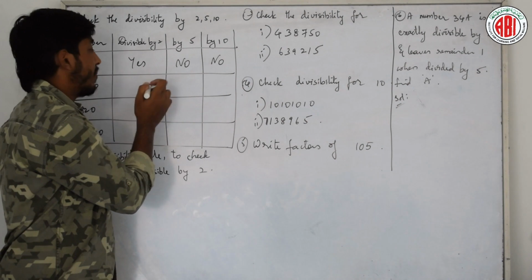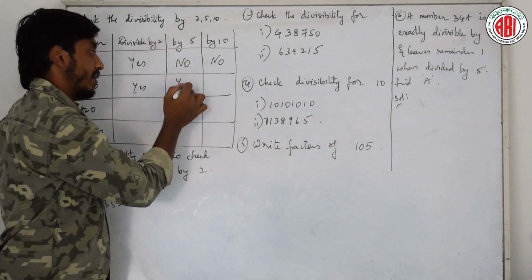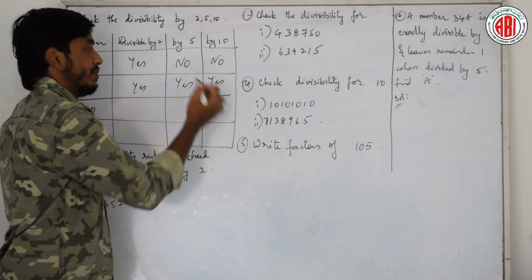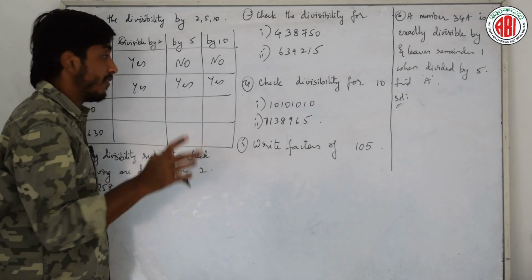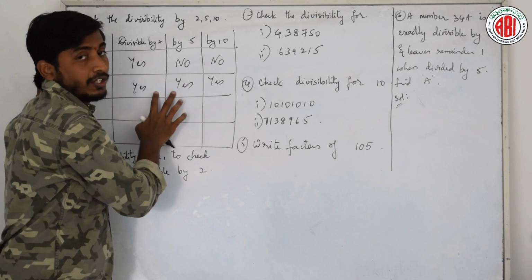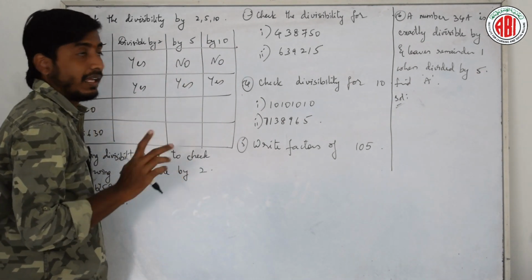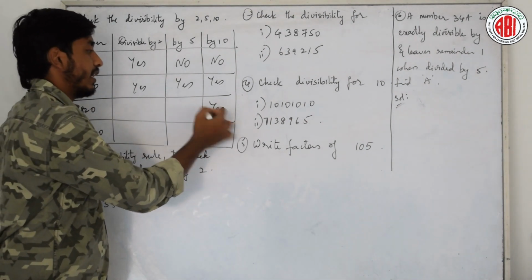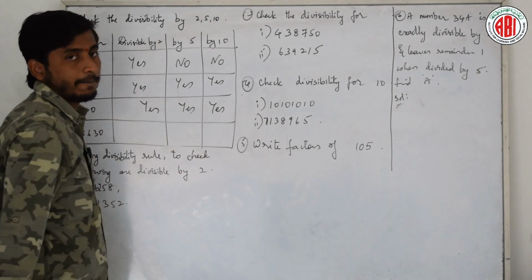Now 50: 0 means divisible by 2. 50 is divisible by 2 and by 5. For 10, in the ones place we have 0, therefore it is divisible by 10. And one more thing, if a number is divisible by both 2 and 5, it should be divisible by 10. Remember, if it is 0, it is divisible by 10, and obviously it is divisible by both 2 and 5.